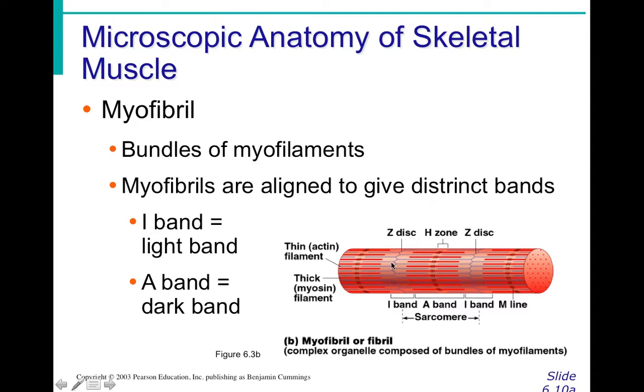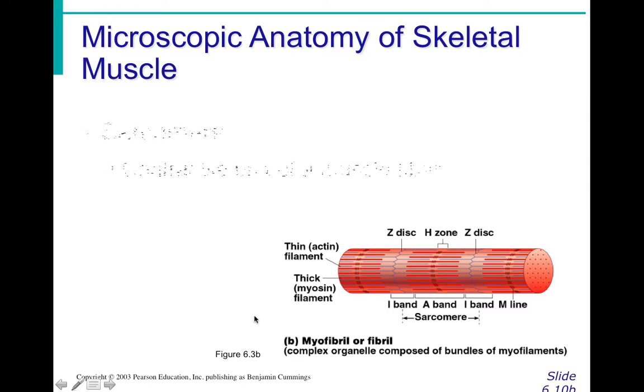I want you to know that there's a light band and a dark band, and where the muscle fibers are located is what gives us the appearance of a light band as opposed to a dark band. And that's about all you need to know for right now.